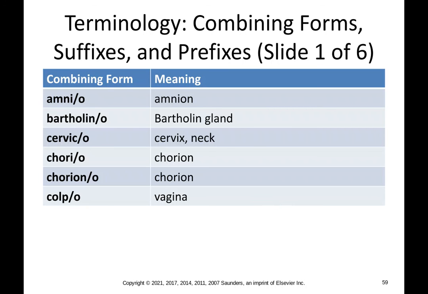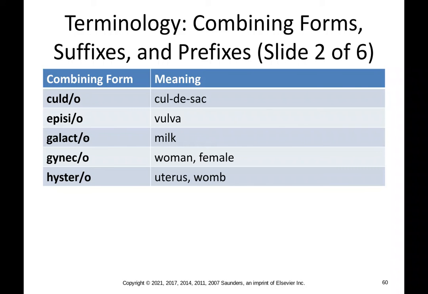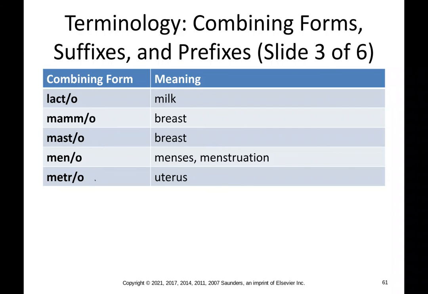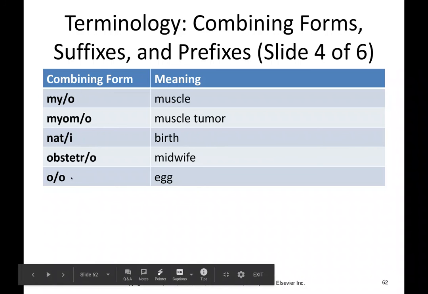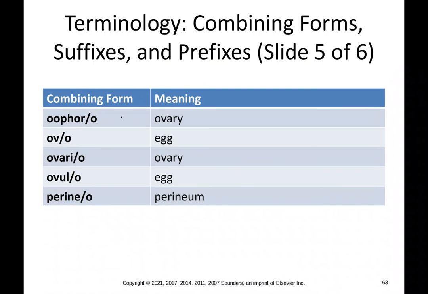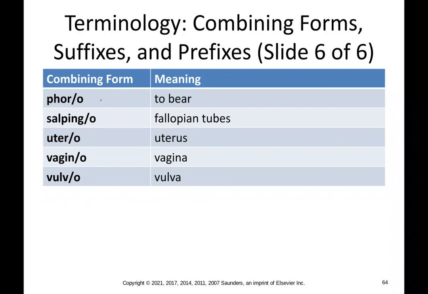Okay, here are our combining forms, suffixes, and prefixes. Amni or amnio for amnion, Bartholino, cervico, chorio, colpo, episio, galacto, gyneco, hystero, lacto, mammo, masto, meno, metro, myo, myomo, nato, obstetro, oo, oophoro, ovo, ovario, ovulo, perineo, salpingo, utero, vagino, vulvo.